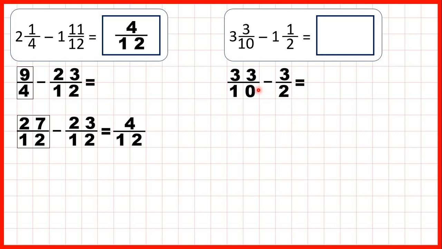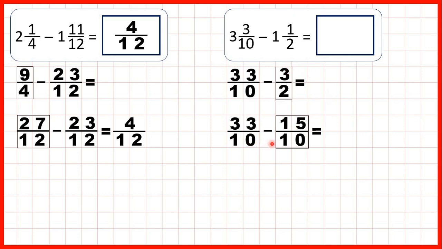But to subtract fractions, we need the denominators to be the same. Now 10 is in the 2 times table, so we can find a fraction equivalent to 3 halves, which has a denominator of 10. So let's rewrite our question. The 33 tenths stays the same, but instead of 3 halves, we can subtract 15 tenths. That's equivalent to 3 halves because 2 times 5 is 10, and what we do to the denominator, we do to the numerator, and 3 times 5 is 15.